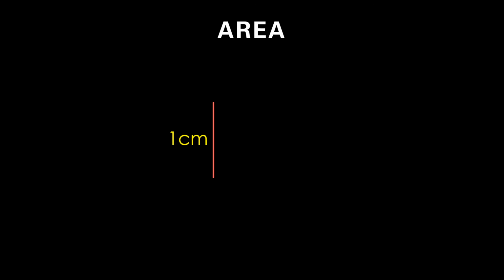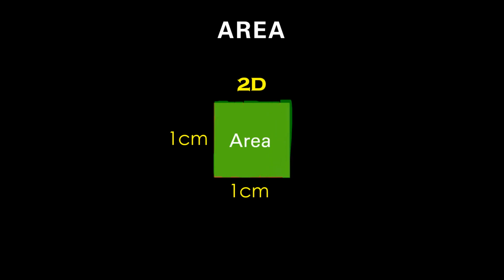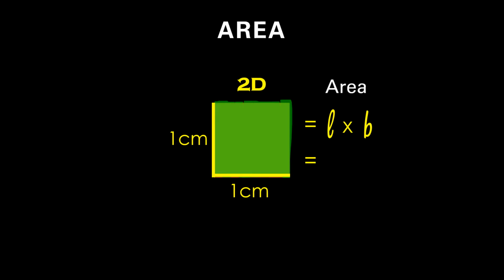If we move this 1D line a distance of 1 centimeter like this, we form a 2D shape. And all the surface that we covered along the way is the area of that shape. So area is basically length multiplied by the distance we moved. That is breadth. Thus, area is equal to length multiplied by breadth.